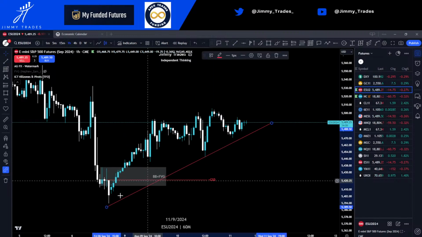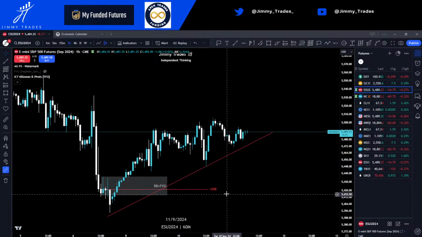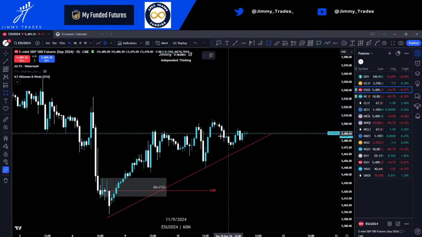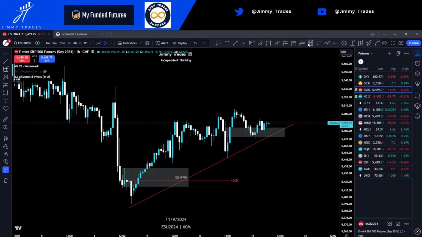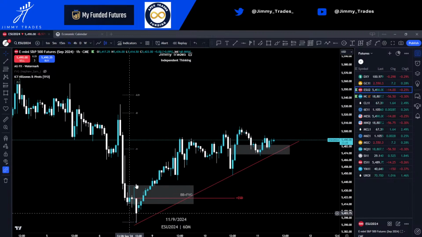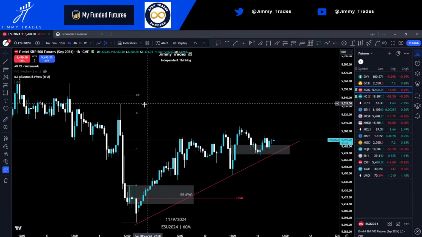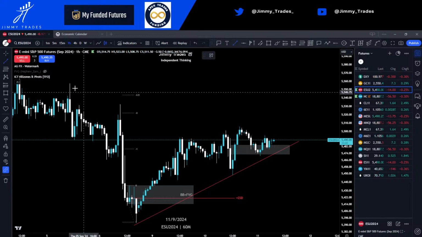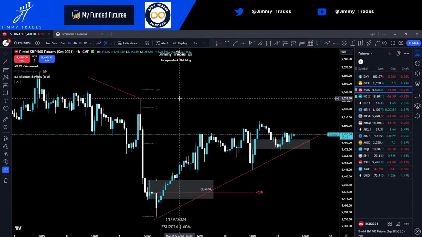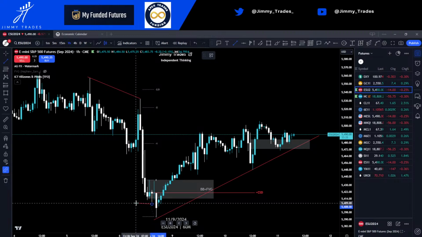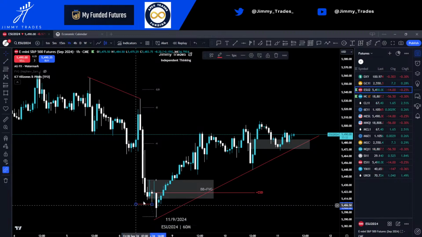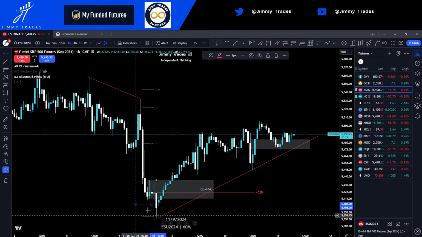And similar to NQ, price is just grinding up. But again, respecting these bullish PD arrays as well. We also have the -2 to 2.5 aligned with this low resistance liquidity here. This is our high resistance liquidity and our low resistance liquidity. So high resistance liquidity on our side of price, low resistance on the other side of price.